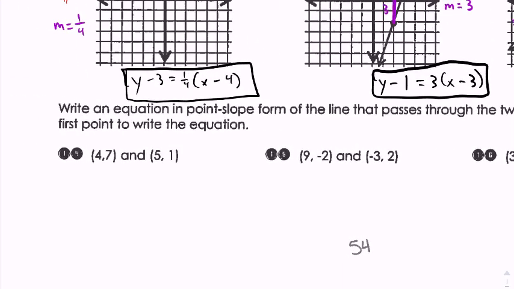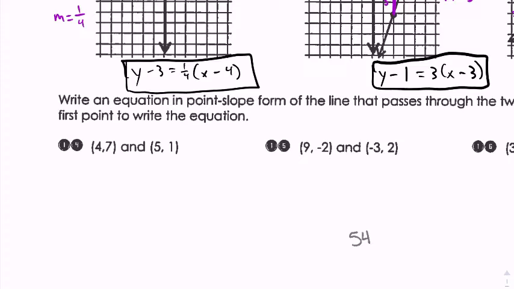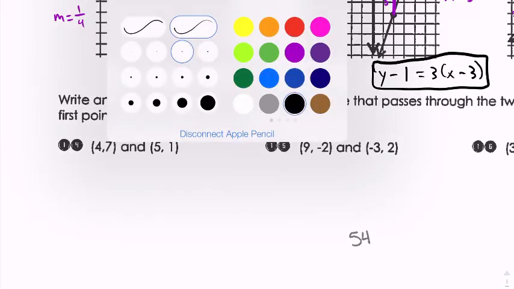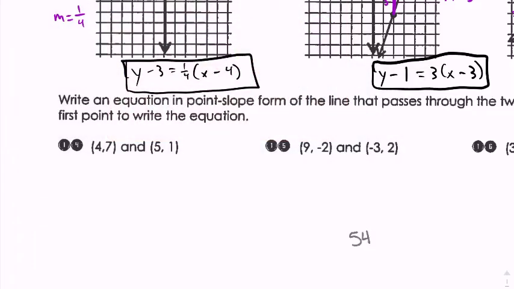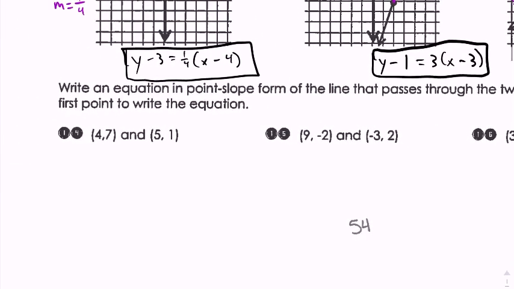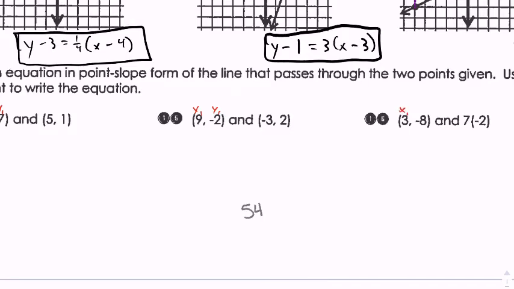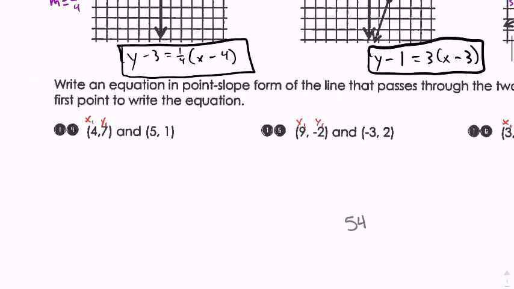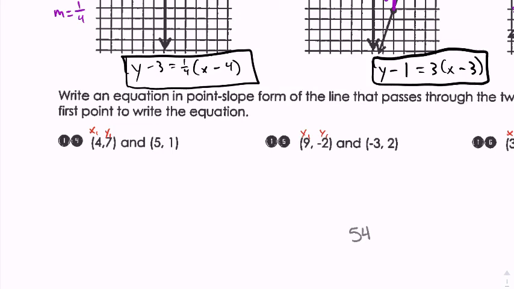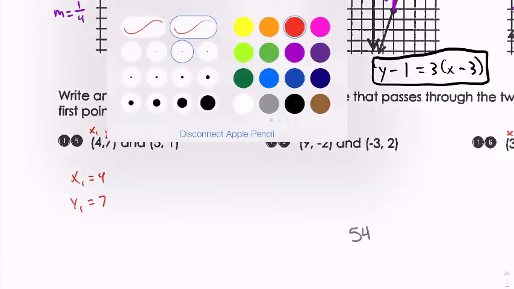Write the equation, passes through the 2 points. So again, just choose one. Let's see here. Our equations say use the first point. So this has to be our x1 and y1. And for the other 2 problems, the same thing. Okay? So x1 is 4, y1 is 7. Now we have to find the slope.